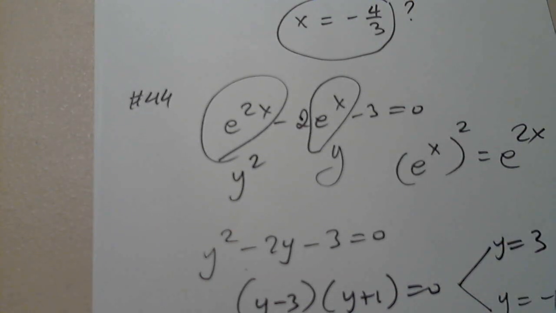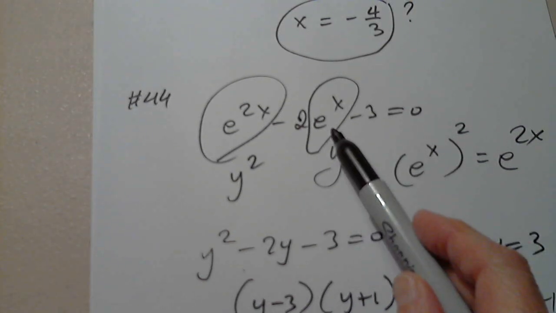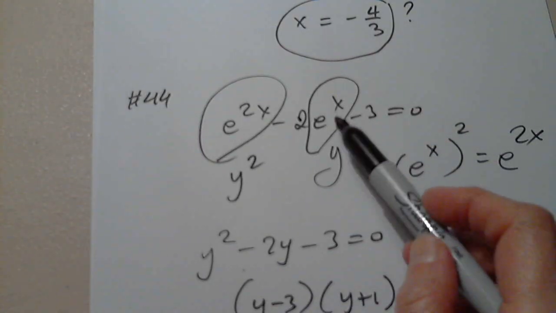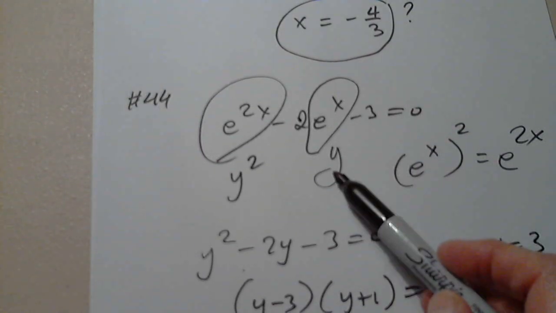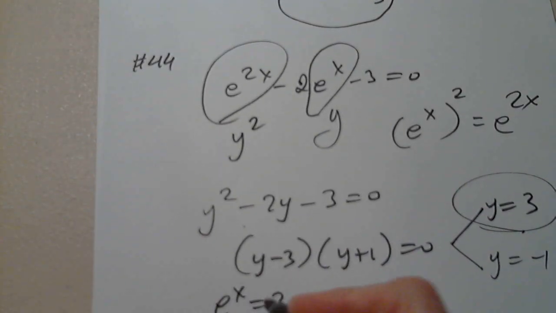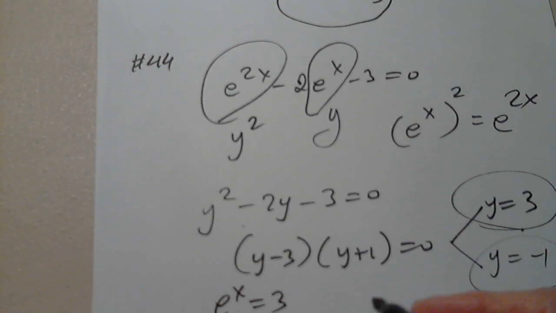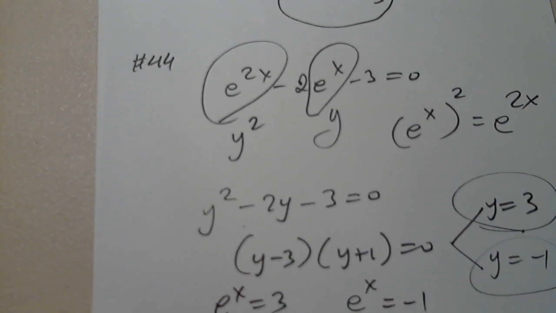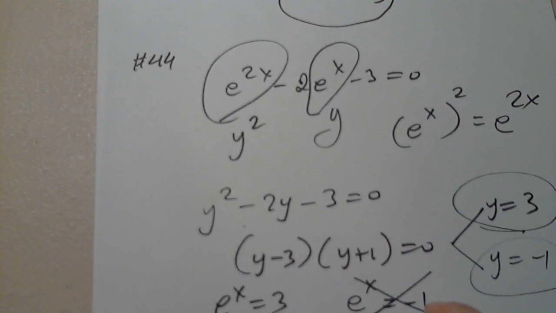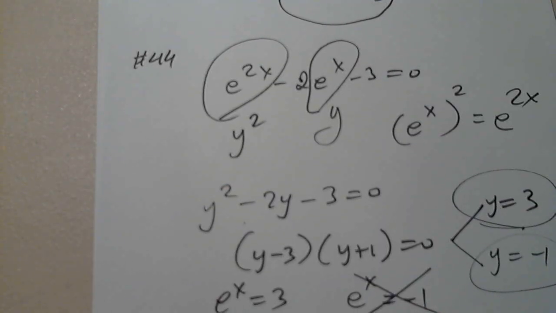But nobody cares about y. We have to give the answer in x. So I denoted by y e to the x. So e to the x is y. So then this equation becomes e to the x equals 3. And this equation becomes e to the x equals negative 1, which I know is not possible, because I cannot apply natural log to negative numbers. So this can never happen.